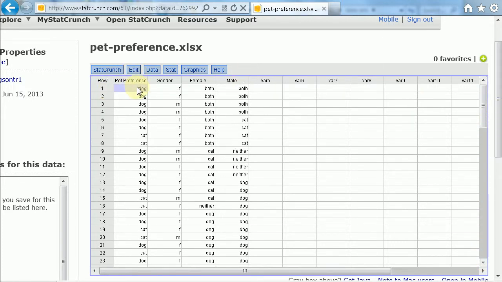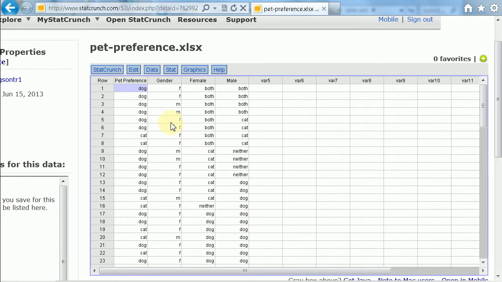Each of these rows represents an individual. That's why I say we have the data and not a summary of the data. This doesn't give us how many individuals were dog people. What it says is that person 1 was a female who preferred dogs. Person 2 was a female who preferred dogs. Person 19 was a female that preferred cats. So I have the actual data and not a summary.